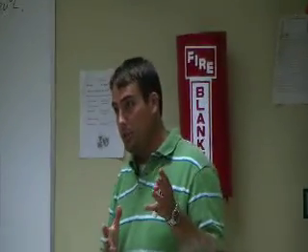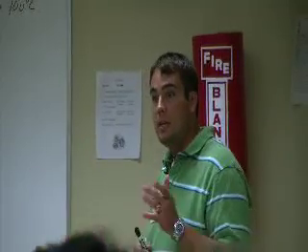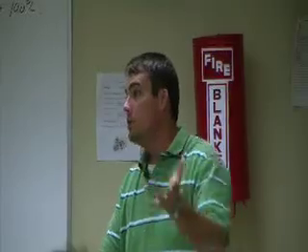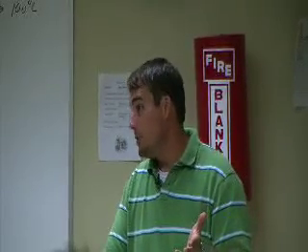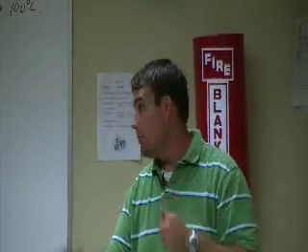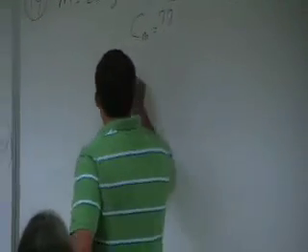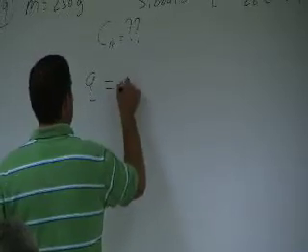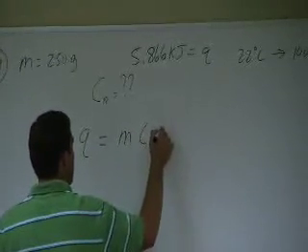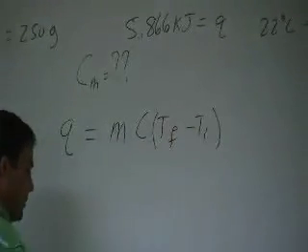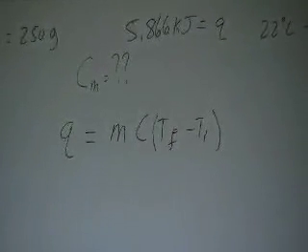As a matter of fact, in the lab today, or the demo that I'm going to do for you in a few minutes, that's exactly what we're going to do. We're going to have an unknown metal, and we're going to see if we can find the specific heat of it using a thermometer. So let's get started. We're going to have the heat equals mass times specific heat times the final temperature minus the initial temperature. Let's take a look at what we've got here.